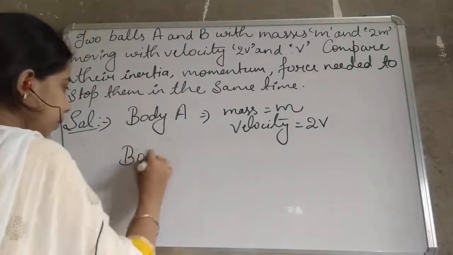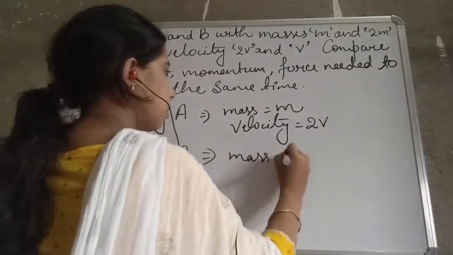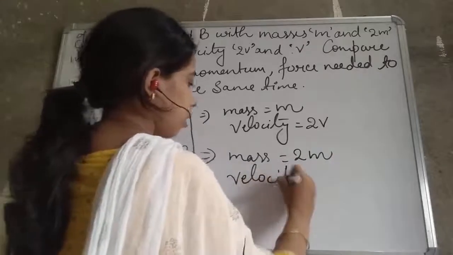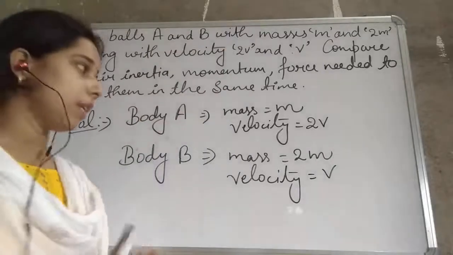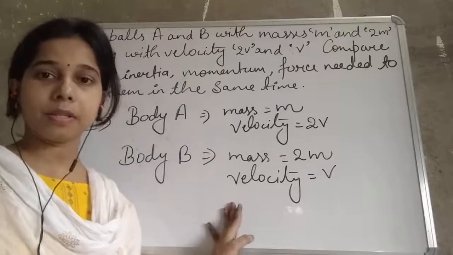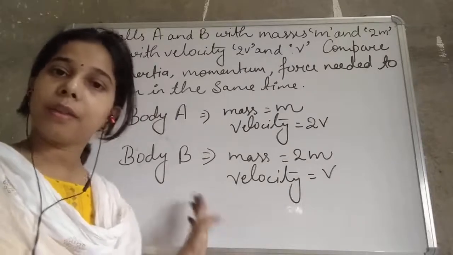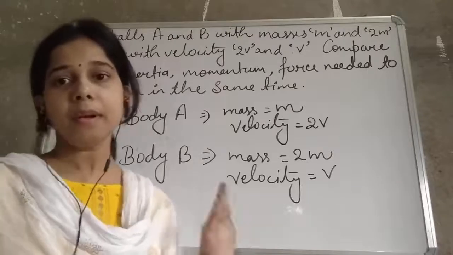Body B having mass 2m and velocity is equal to v. Okay, so these are the things which are given, and on this basis we have to compare their inertia, momentum and the force which is required to stop both of them at the same time.